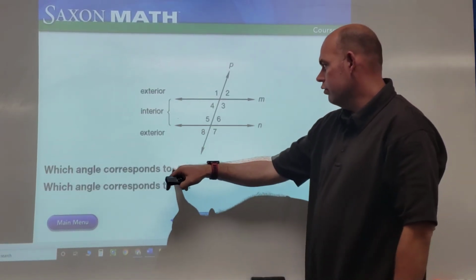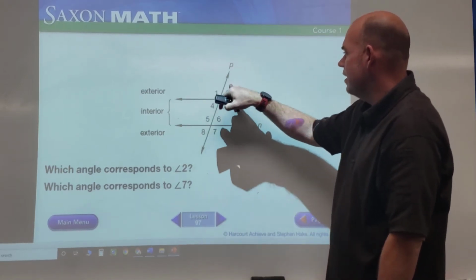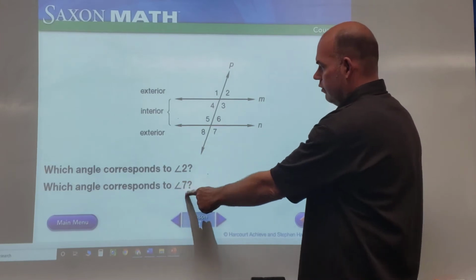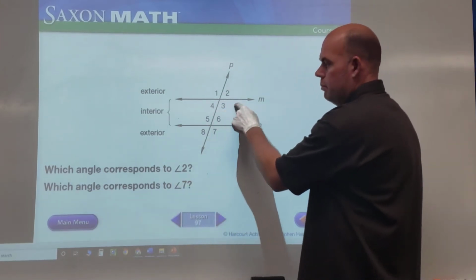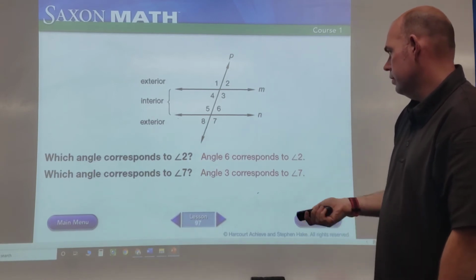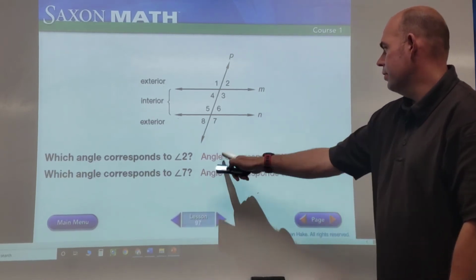So which angle corresponds to 2? Which one's in the same position? If we look down here, it would be 6. Which angle corresponds to 7 in this position? Up here it would be 3. Okay? 7, oh, and 3, yep.